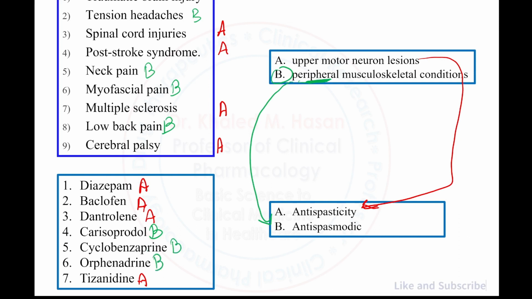Orphenadrine, peripheral. We have to stop here a little bit to look at number 1 and number 7. Number 1 is not only peripheral but also works as antispasmodic, so we can type A and B. Tizanidine, we can type A and B. Here we need to remember this one and this one. Okay, this is a matching question.